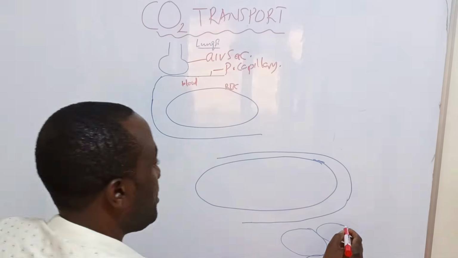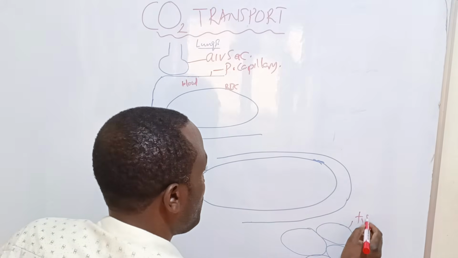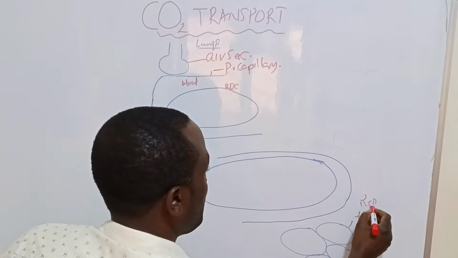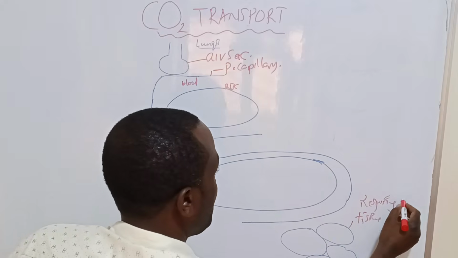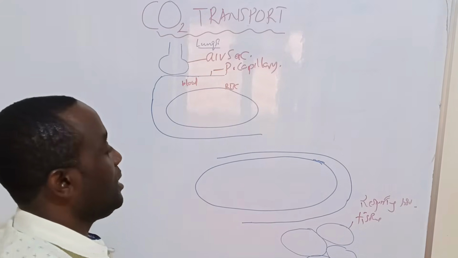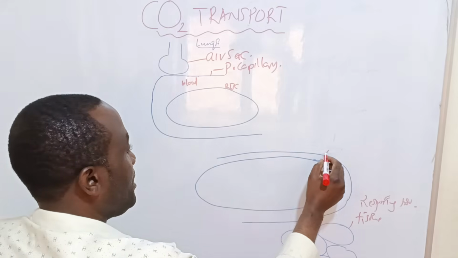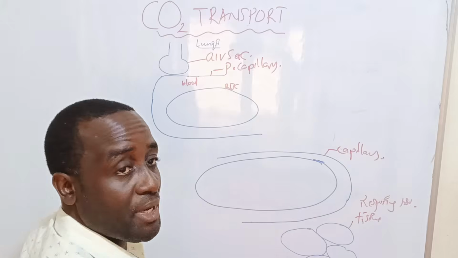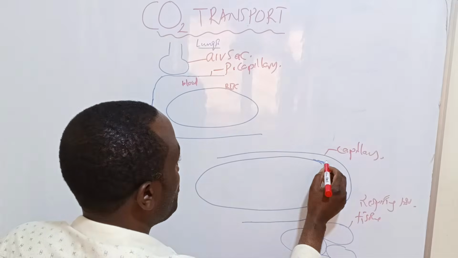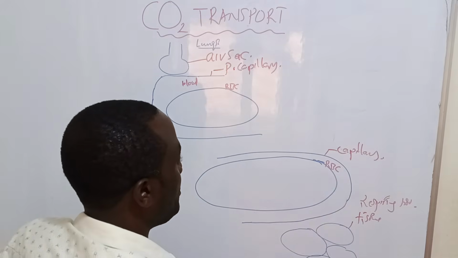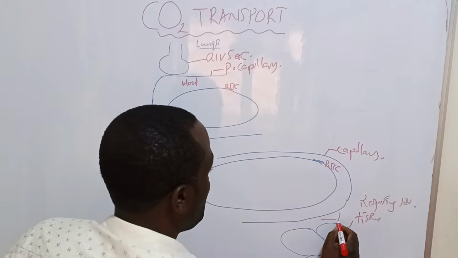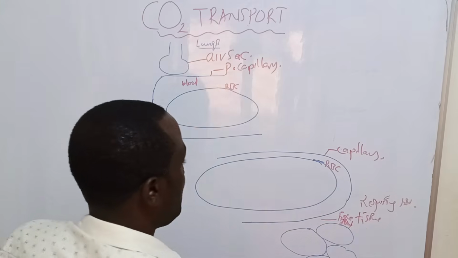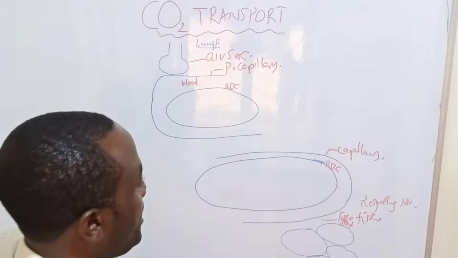Now, here I've got a tissue which is respiring. Respiring tissue. Now, this one is a capillary, part of the capillary bed. Then, of course, this one is a red blood cell. Here we have what we call tissue fluid. This is tissue fluid there.